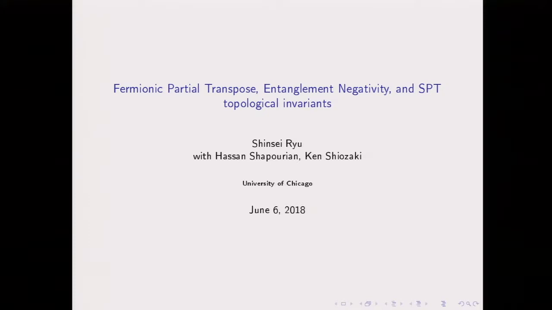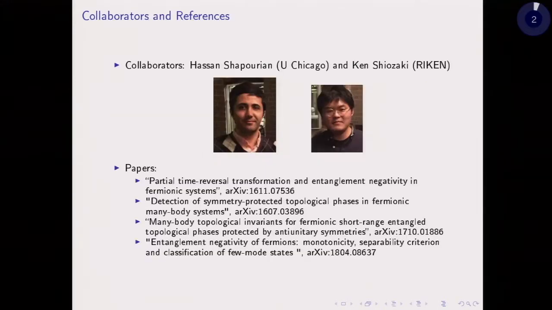So today I'll be talking about negativity, entanglement negativity, which is related to the operation called partial transpose, and I will be talking about systems of fermions. And as some sort of bonus, we can also talk about topological phases of fermions.